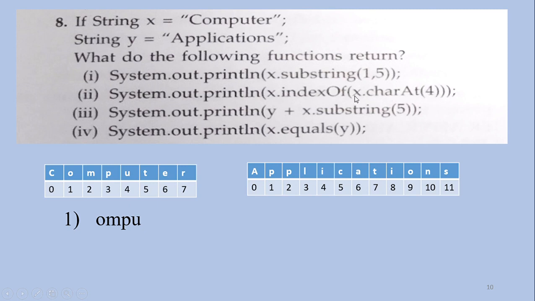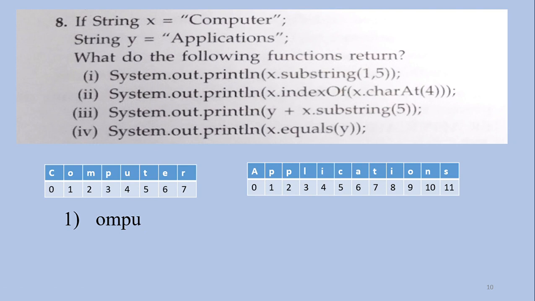Now I have to run the outer function. What is the outer function? x.indexOf(u). What is the index number of u? Index number of u is 4. So your answer you will be writing as 4.